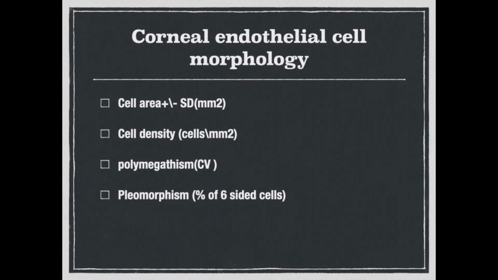For corneal endothelial cell morphology, we comment on the cell density, cell area, and standard deviation, cells per millimeter square, polymegathism by the coefficient of variation, and pleomorphism by the percentage of the six-sided cells.